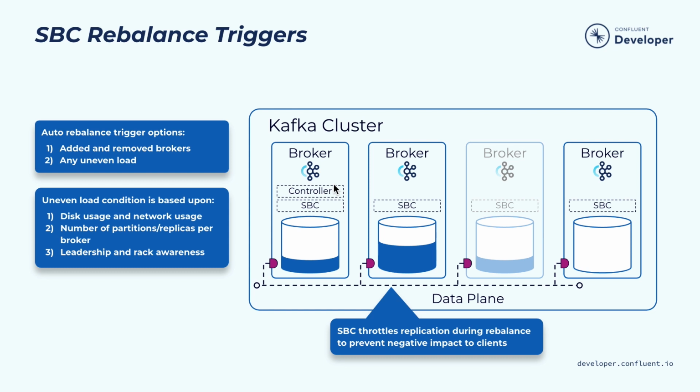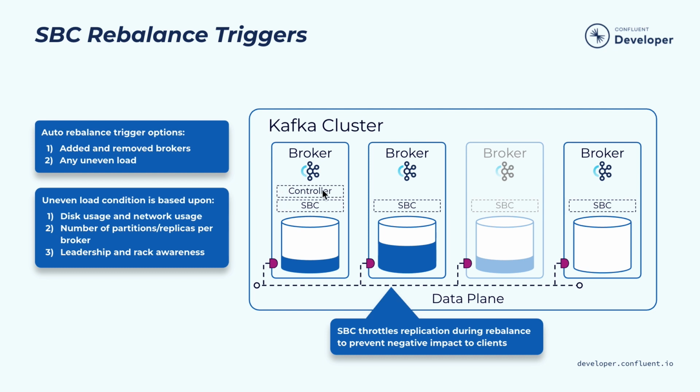SBC makes the decision to trigger a rebalance based on roughly two goals. The first one is if there are any changes in the brokers. If some brokers are added or removed, that's an opportunity to trigger the rebalance. Another thing is if it senses any imbalance of the cluster. And that imbalance is determined based on information such as the leader count, the amount of bytes written, and the amount of bytes read as well.